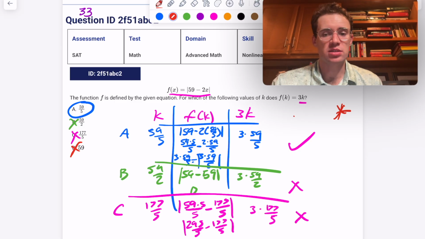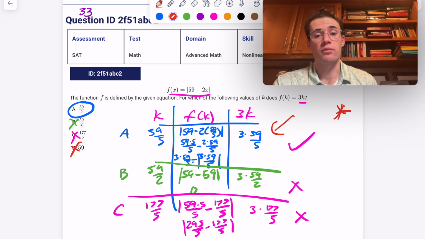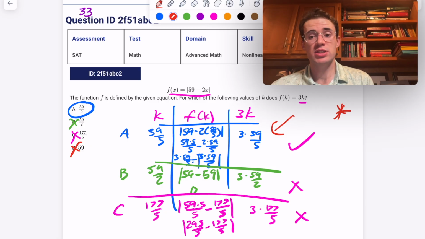I would probably just do it this algebraic way, but if you're not super comfortable with fractions, if you think you might mess up some of this math, or even if you're not comfortable with absolute values. Now, the Desmos calculator does have an absolute value thing built into it.